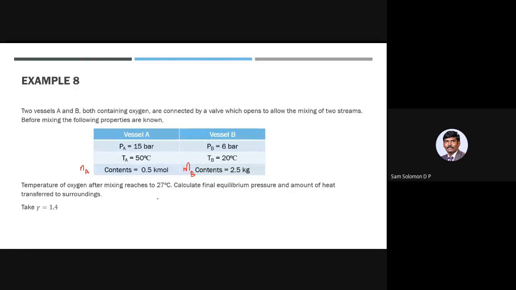Okay, so the temperature of oxygen after mixing reaches 27 degrees centigrade. So that is the final equilibrium temperature. Now they're asking us to find the final equilibrium pressure and the amount of heat transferred to the surroundings. So they want us to find the final pressure and the heat transferred to the surroundings.